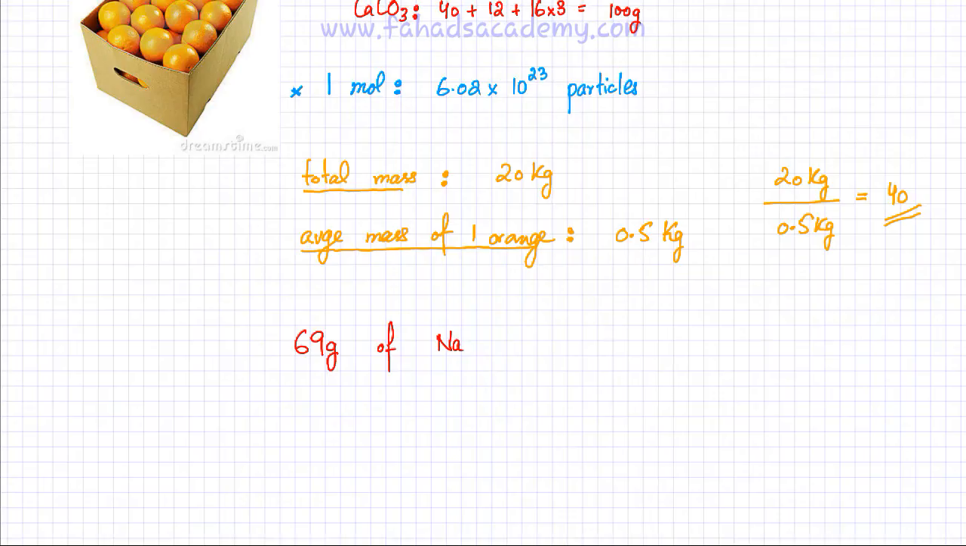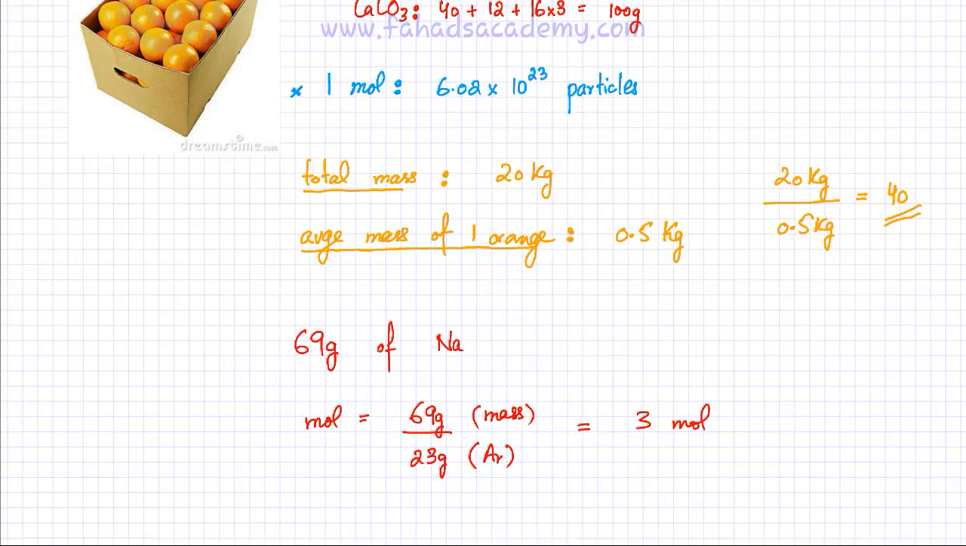which has an atomic mass of 23, or a molar mass of 23. Now I know that 1 mole of sodium atoms weighs 23 grams. So I'm going to simply use the formula and figure out how many moles of sodium atoms I have. I know that the total mass of sodium is 69 grams, and I'm going to use the formula mass over AR or MR. So 69 grams is the total mass, and I'm going to divide it by the AR, which is 23 grams in this case, and I'm going to get 3 moles.